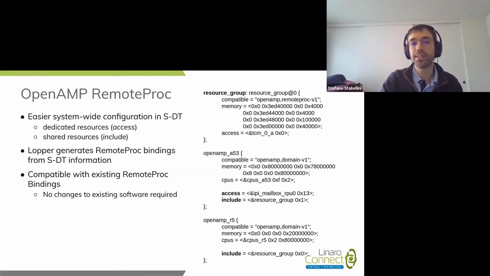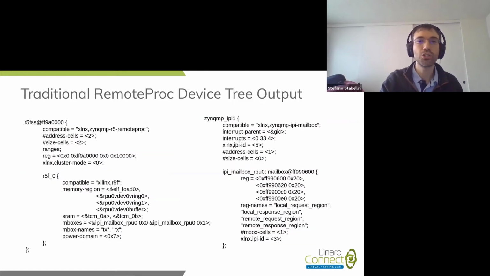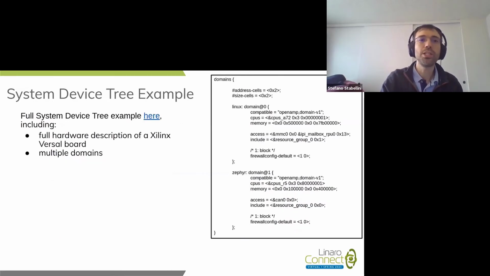Then Lopper can take these as input and generate the traditional remoteproc Devicetree as output, as understood by Linux and other OSs. I uploaded a full System Devicetree example online. You can check out the full description of a board plus multiple domains.